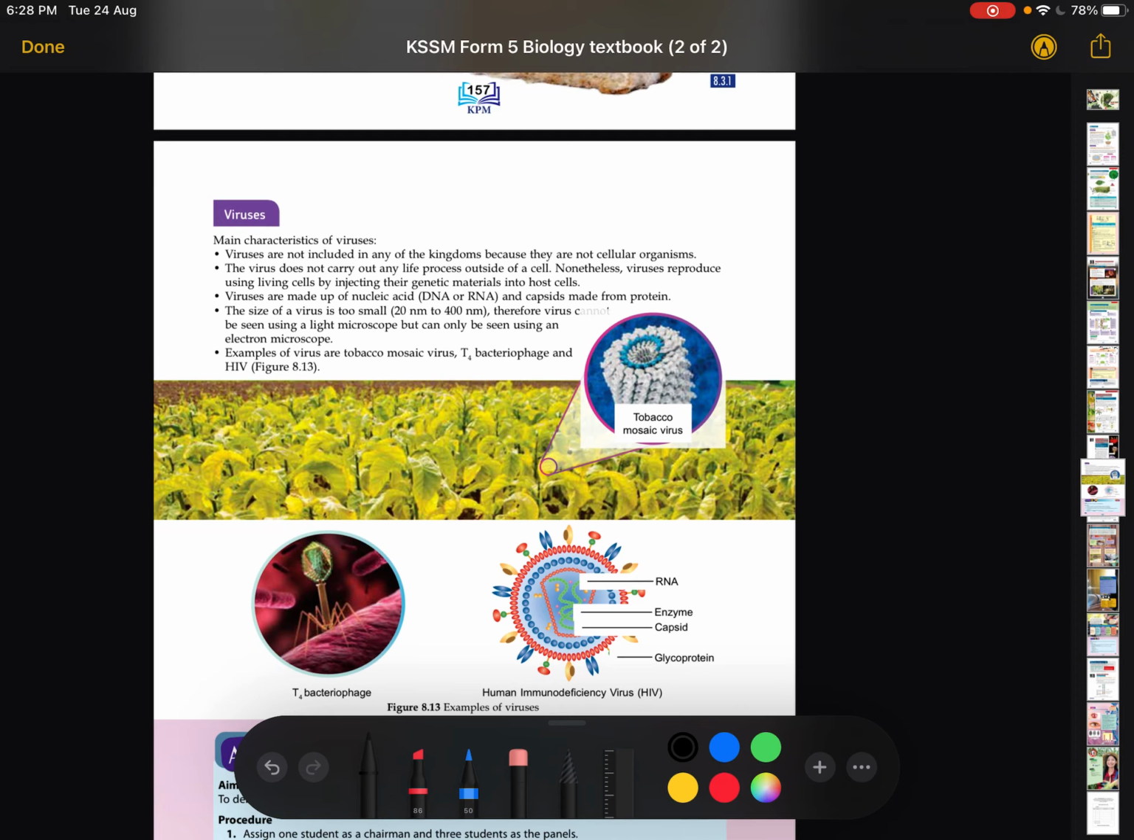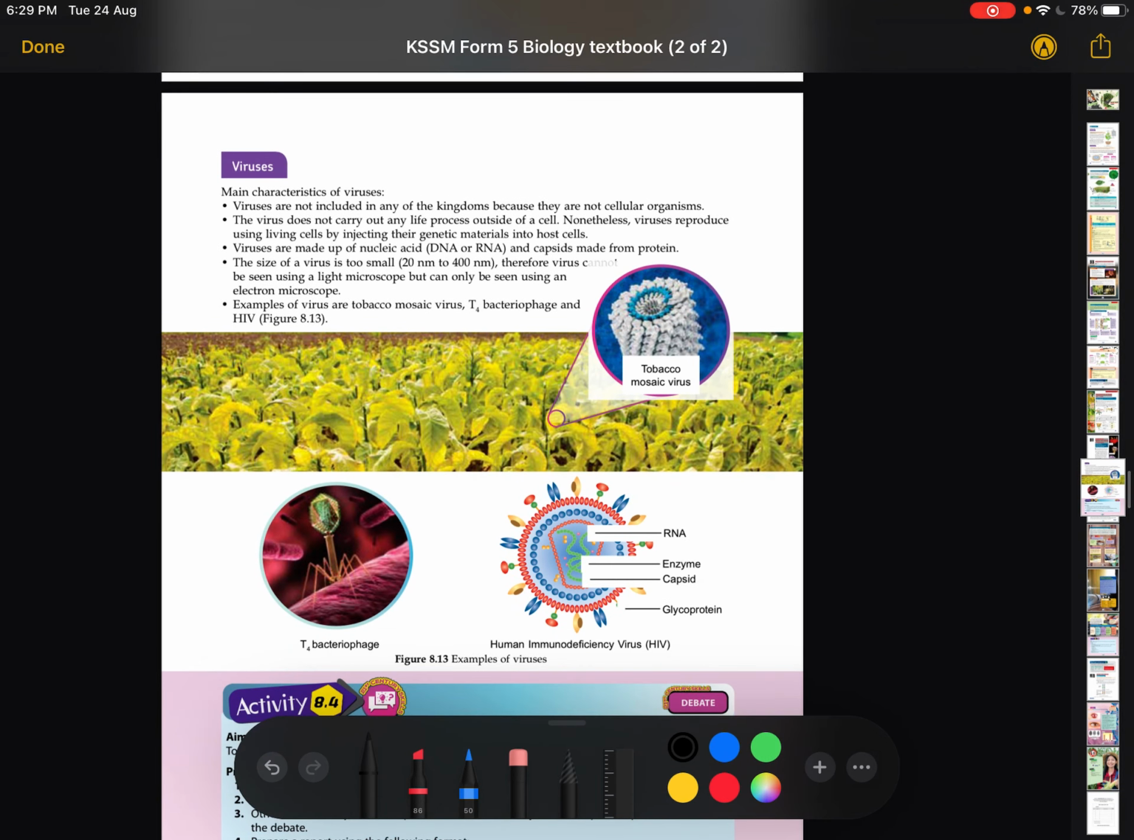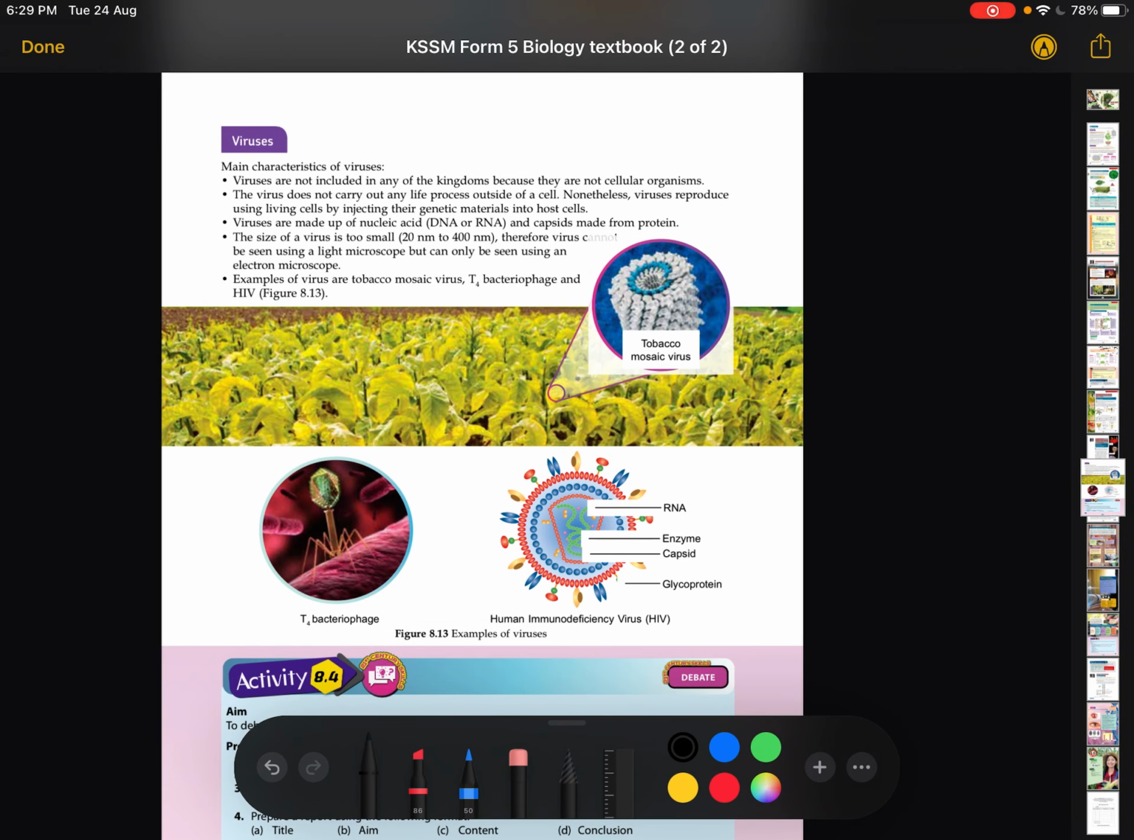Next is viruses. Viruses aren't actually living things. That's why they're not included in any of the kingdoms. That is because they cannot undergo cellular processes by themselves. They need to connect to a host first, and then they will do their stuff. For example, COVID can't survive on its own. If you leave COVID alone for a few days, it will just die. It won't do anything. But once COVID finds a host body, it will start living. It will start doing its processes.